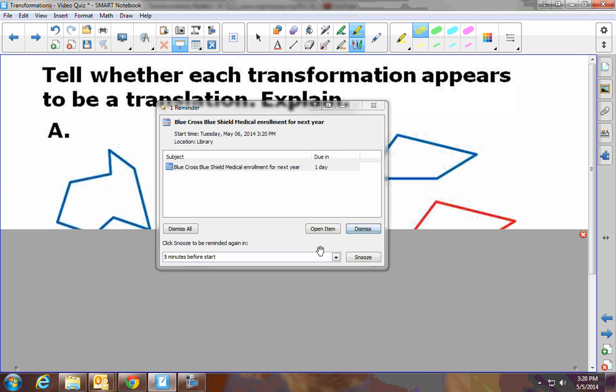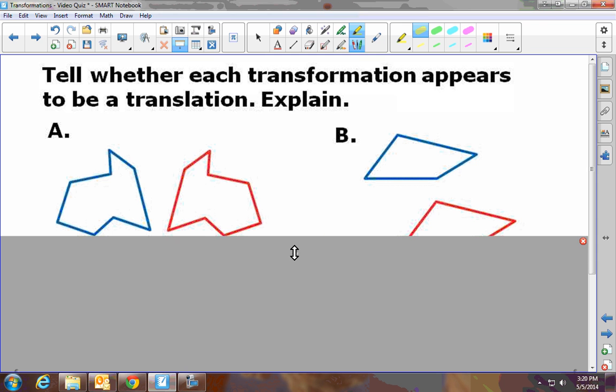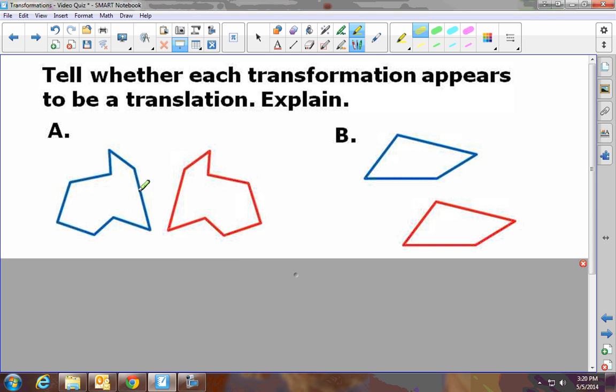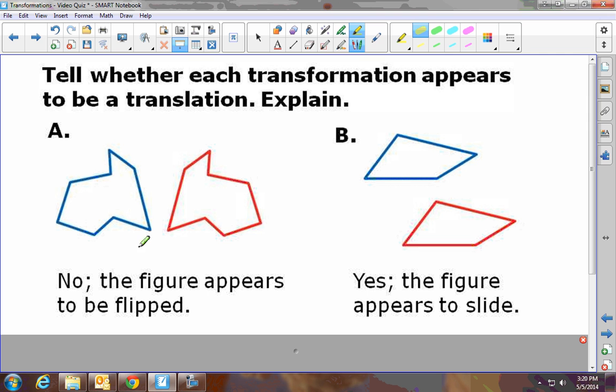So, which ones of these are translations? Okay, this one or this one? Okay, here's your answer. This one is actually a reflection. It reflects down this line right here. This one, though, is a translation. Take the blue figure and we slide it down and over, gives us the red figure.